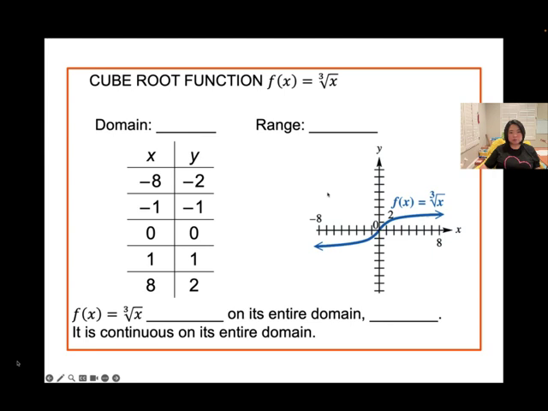Okay, this one. Write down the domain and the range. Domain is from negative infinity to positive infinity. And then the range is going to be the same thing. So this one is going up here. So it's going to be increasing on the entire domain.